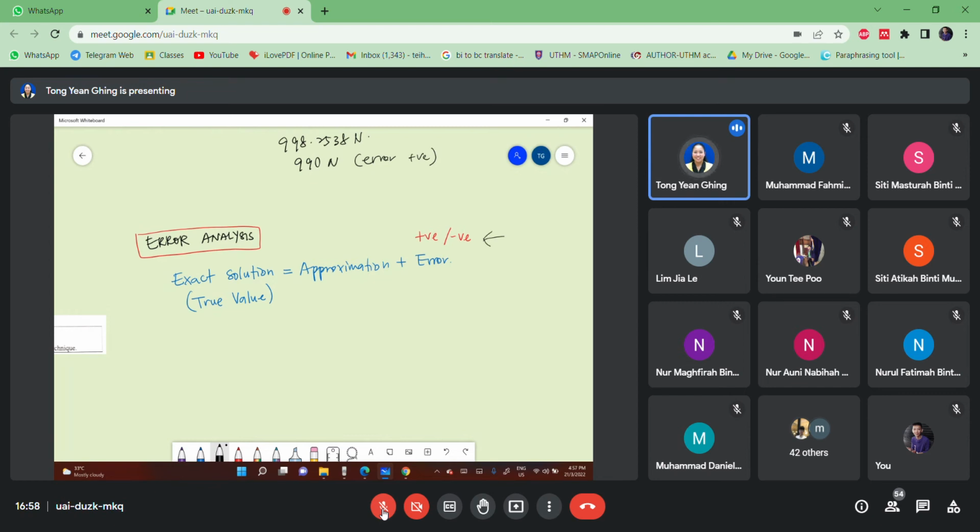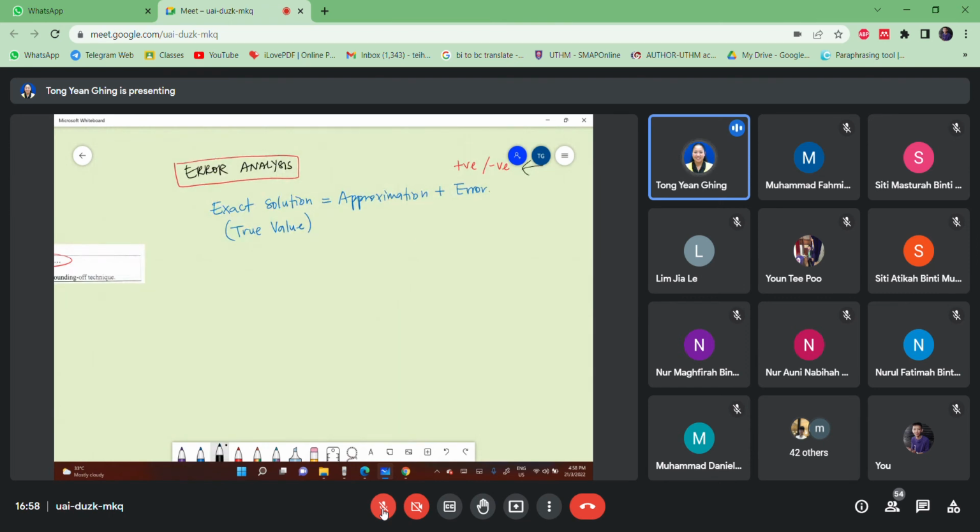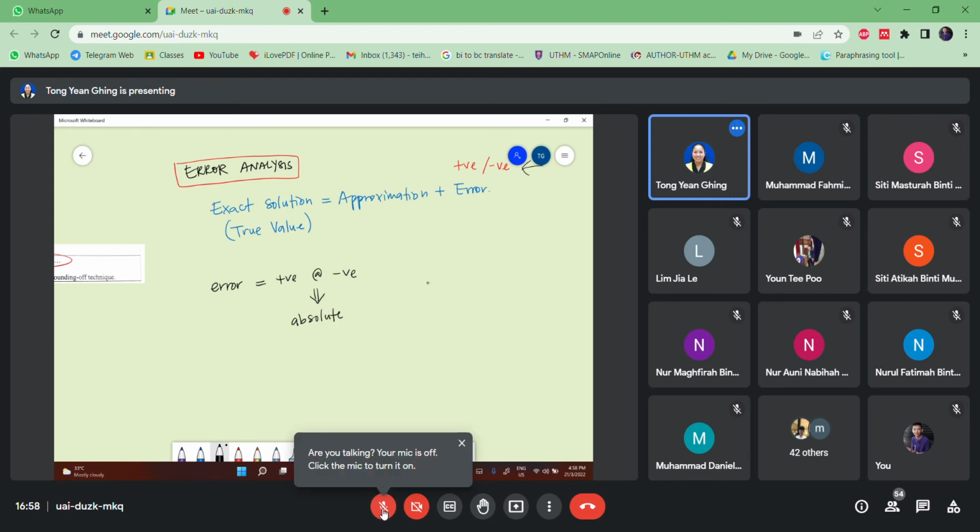So biasanya saya tulis kat sini lah. Lepas tu saya kena wait. Kan? Error. Because error is positive or it can be negative. So that's why most of the time we will use absolute. Absolute tu modulus lah yang macam ni. So kita tak kisah dia punya tanda positif ke negatif tu.